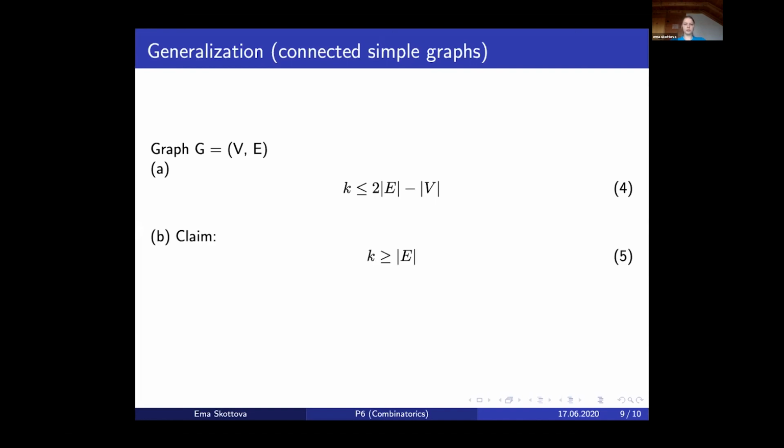Now we go to part B, and we claim that it works for all k which are greater than or equal to the number of edges, which is the equivalent of what we had basically, because before it was the number of borders, the 2n squared minus 2n.